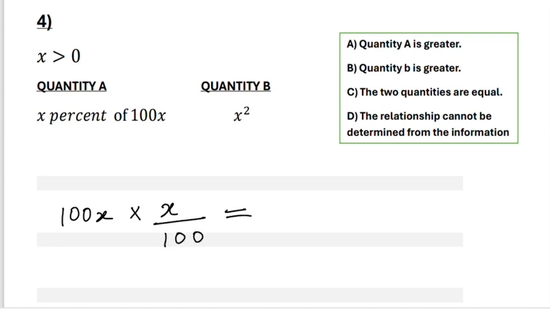And this is simply what? The 100 will divide 100, it's gone. We have x times x, which is x squared.